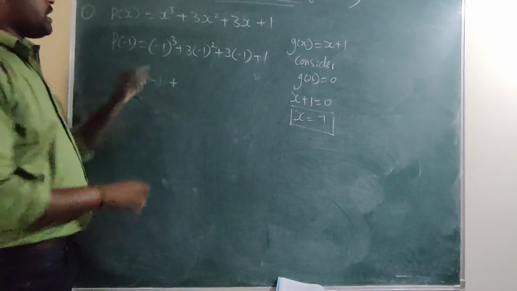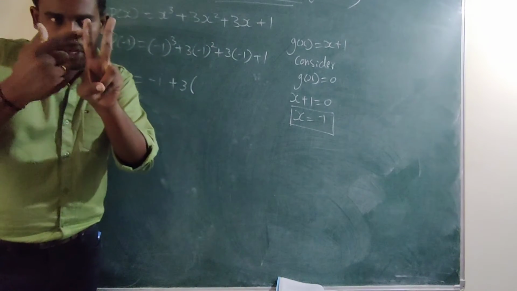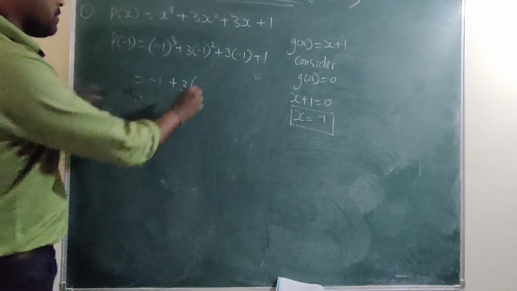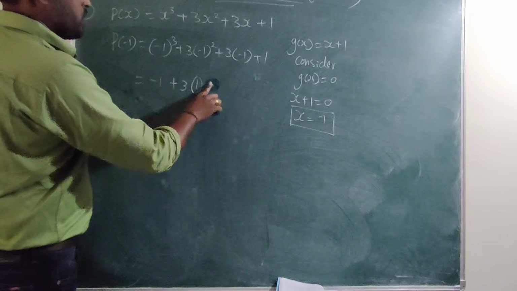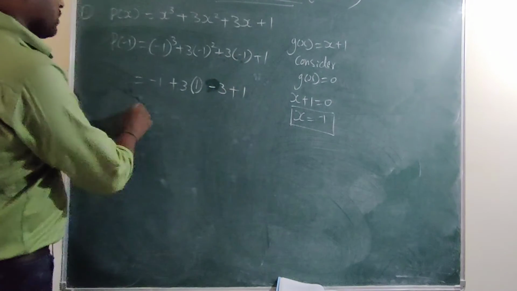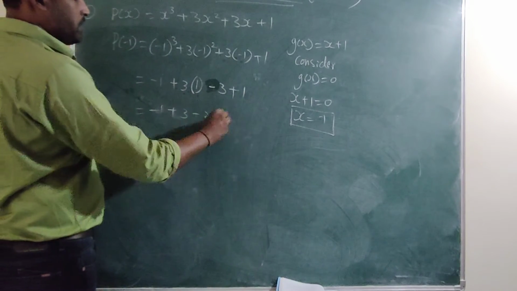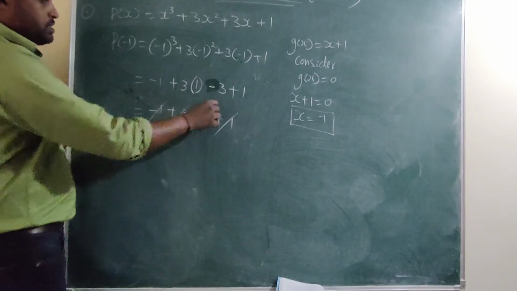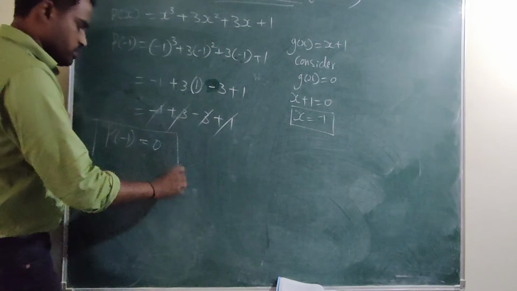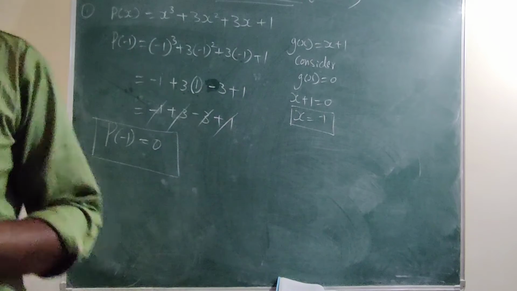Clear? 3 as it is into minus 1 square, minus 1 into minus 1, minus into minus, plus 1 ones are 1. Sorry, here plus into minus, minus 3 ones are 3 plus 1, minus 1, plus into plus plus, 3 ones are 3, minus plus, plus 1 minus 1, plus 3 minus 3. P of minus 1 is equal to 0. First answer is ready. Please note down, students.